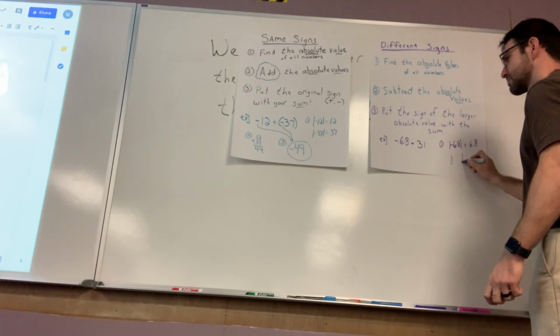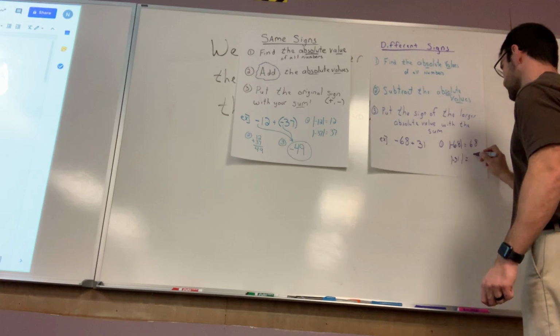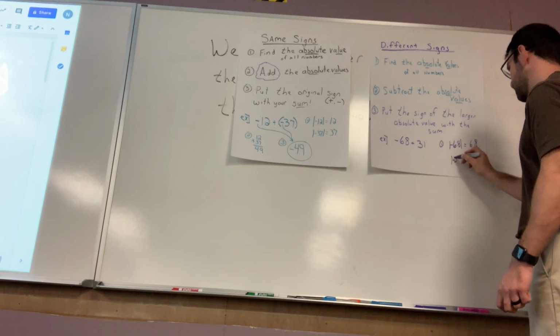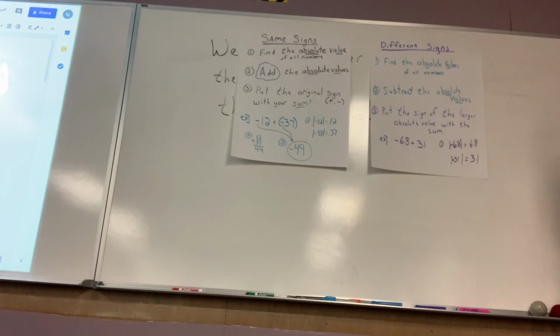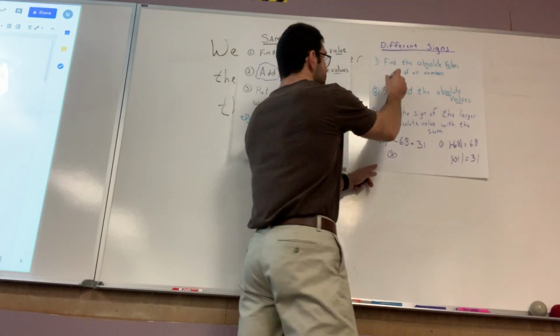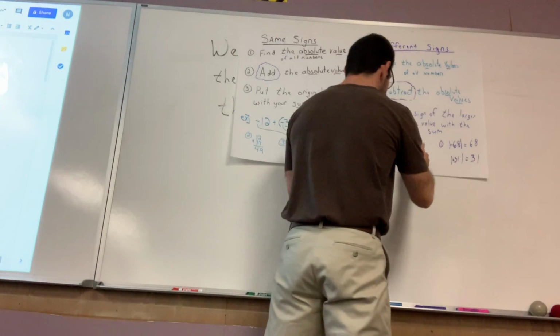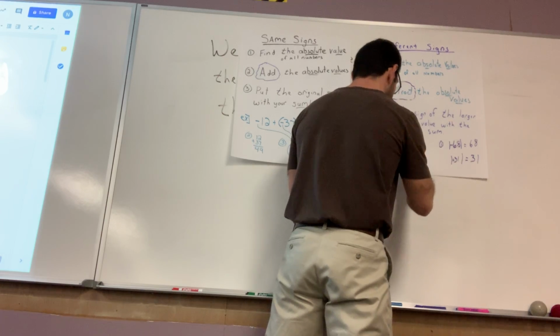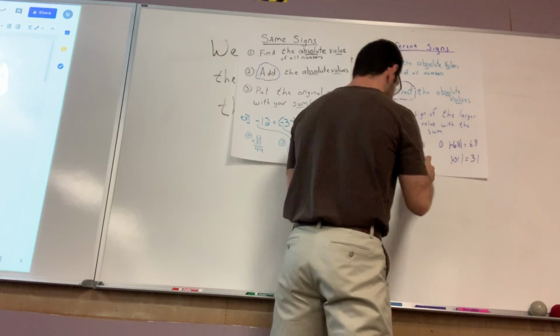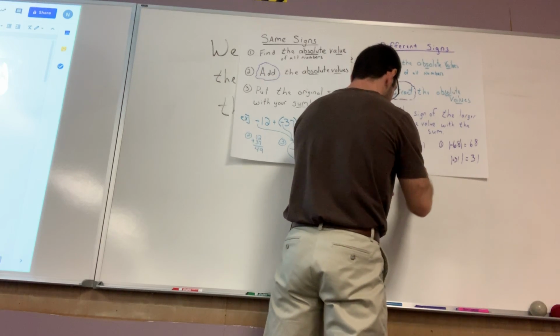Absolute value of 31 is 31. That's a positive. I don't know why I put negative there. Everybody with me so far? So now step 2 says subtract. I take 68 minus 31. 8 minus 1 is 7. 6 minus 3 is 3.